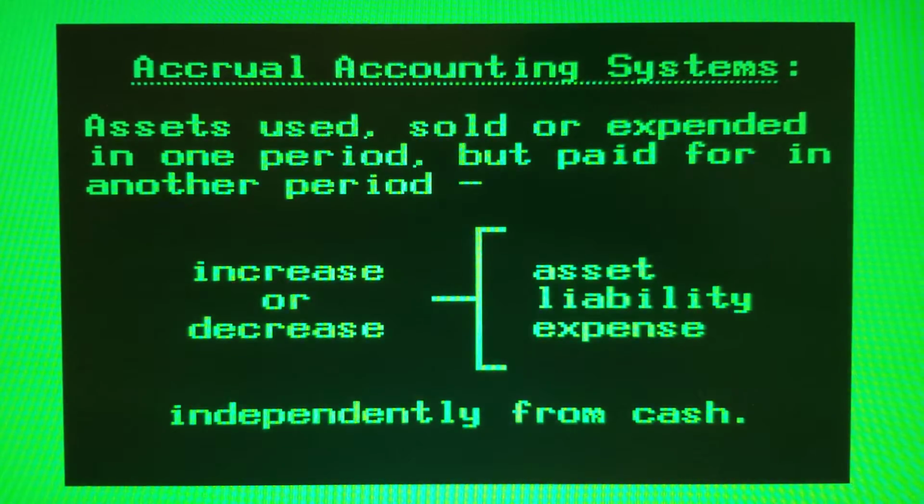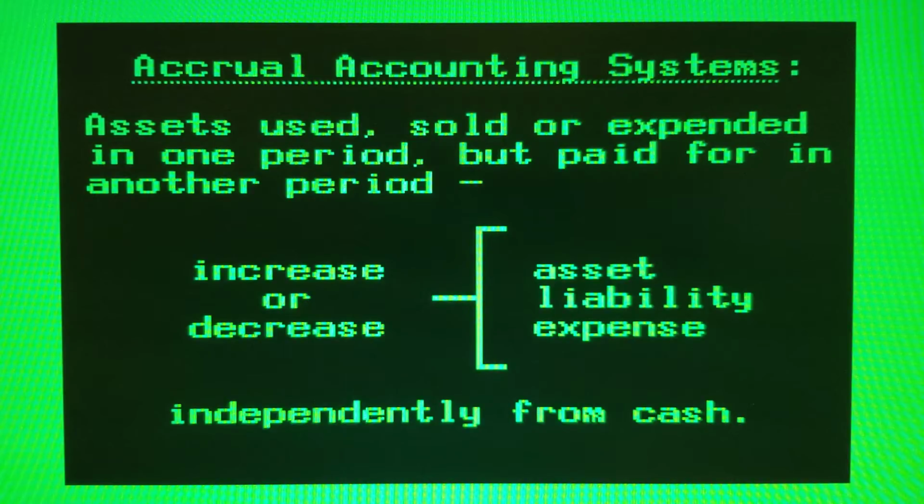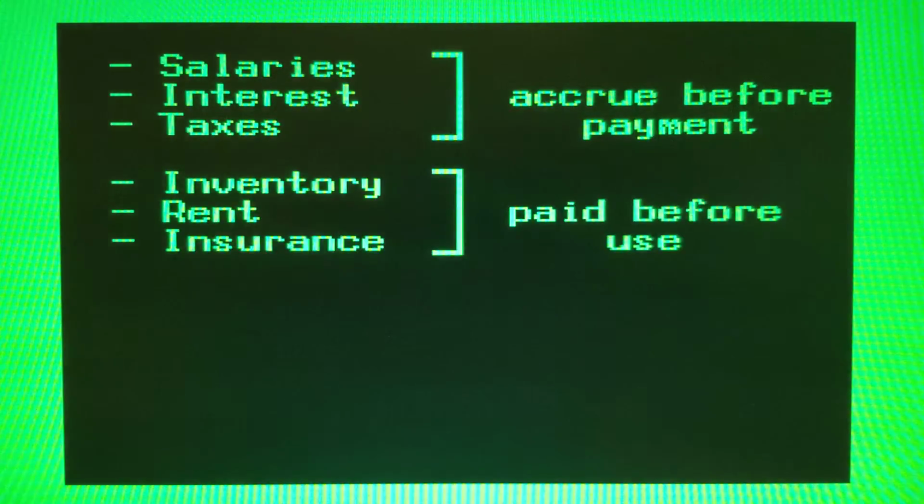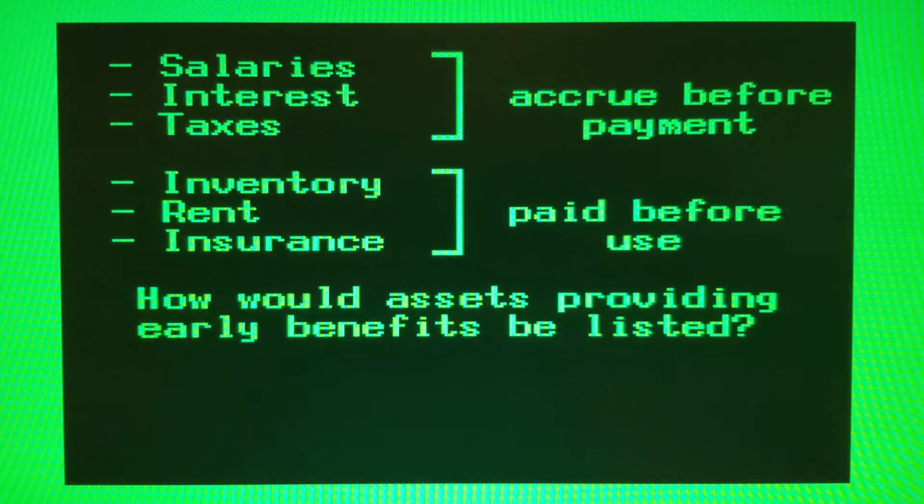In accrual accounting systems, sales, stock, and other assets which are used, sold, or expended in one period, but paid for in another period, are properly charged by increasing or decreasing asset, liability, and expense accounts independently from cash. Salaries, interest, and taxes payable are examples of expenses which are typically accrued before they are paid for. On the other hand, goods held in inventory for sale and certain prepaid expenses such as rent and insurance are often paid for before their sale or use. They are still considered short-term assets providing relatively early benefits. How would they be listed?